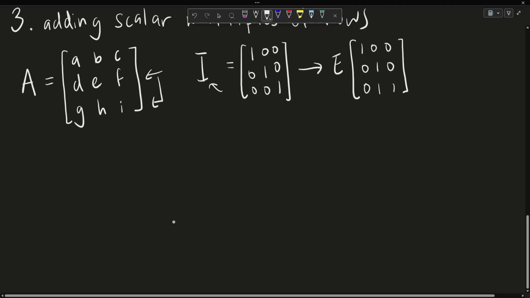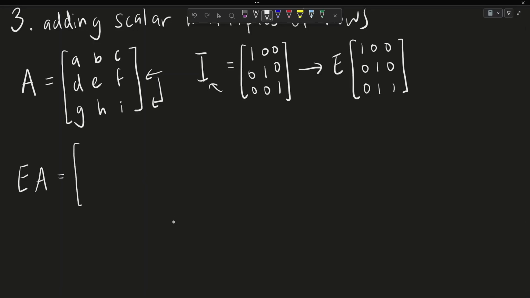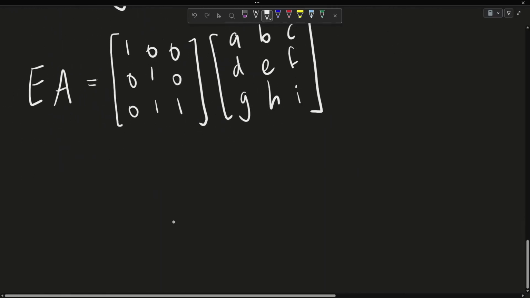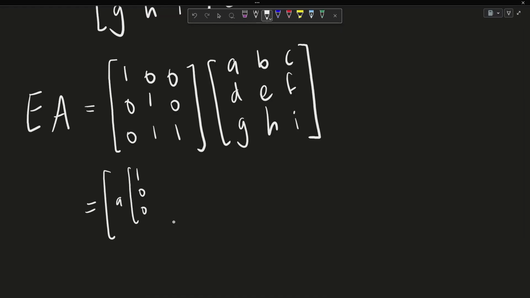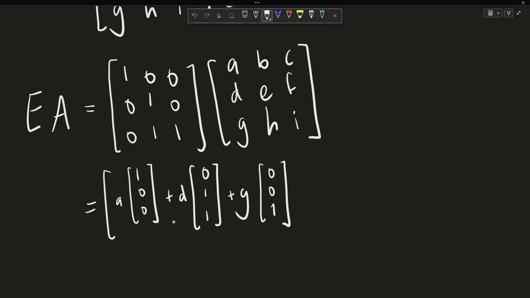So let's now multiply by A to show that this property, again, still holds. So E times A equals 1, 0, 0, 0, 1, and then we still have our original A. And so in order to get the first row, again, we'll multiply A by the first column in E. So 1, 0, 0. Add D times 0, 1, 1. Add G times 0, 0, 1. That's our first column.